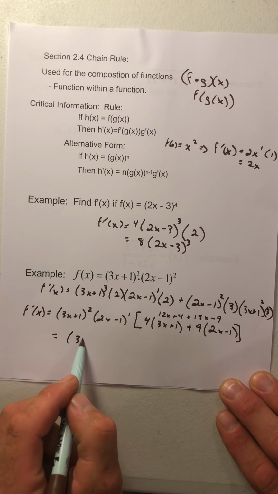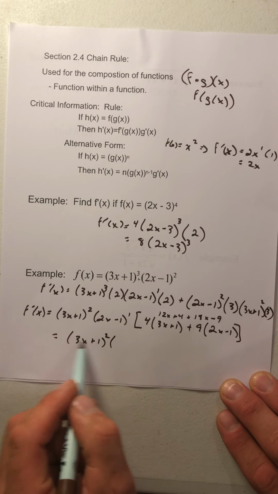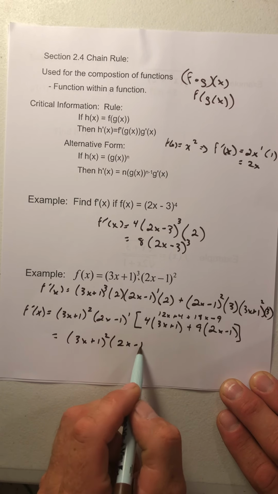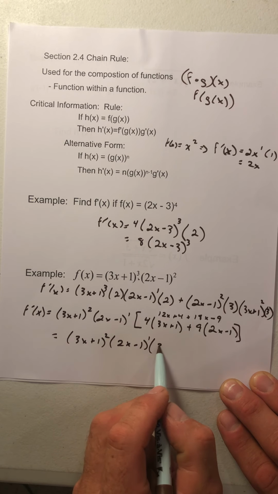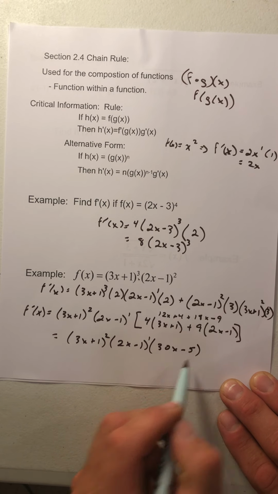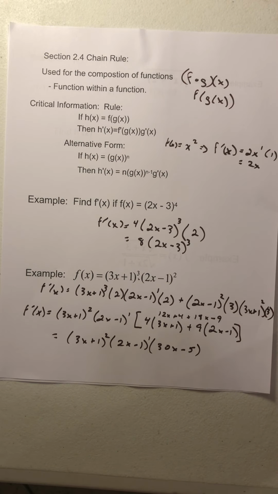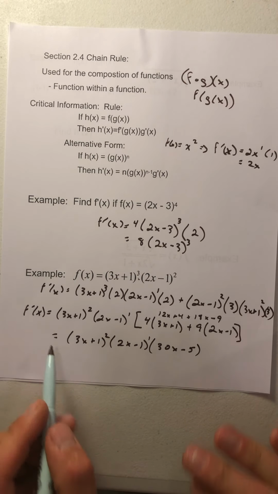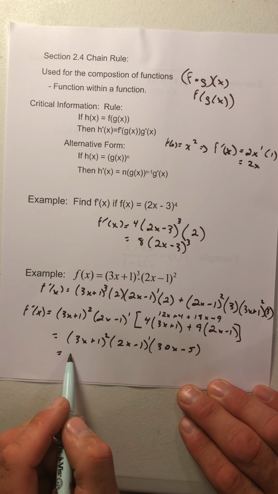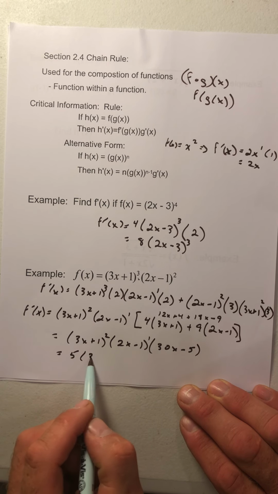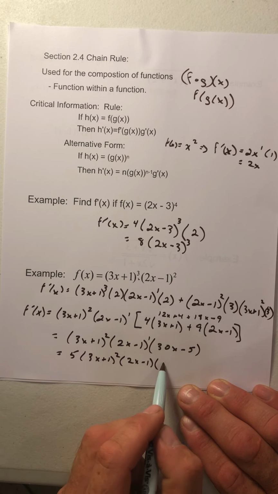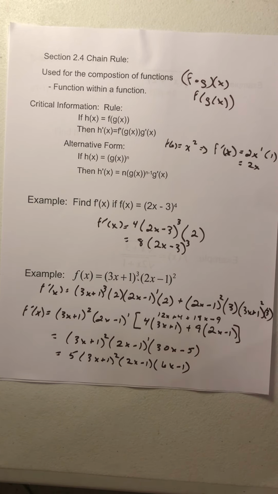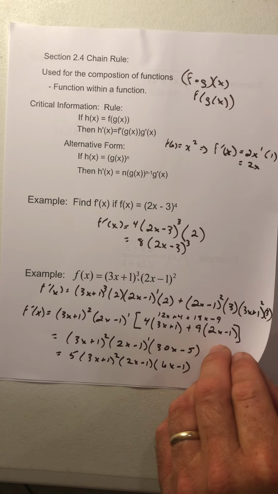So our nice clean multiple choice answer would probably be (3x + 1)^2 times (2x - 1) to the first, which we don't necessarily need the 1 there. And then we have a 30x - 5, which you could actually pull that 5 out if you really want to. So a multiple choice answer would be 5 times (3x + 1)^2 times (2x - 1) times (6x - 1). And that's where I would like for you to get to on a multiple choice question.